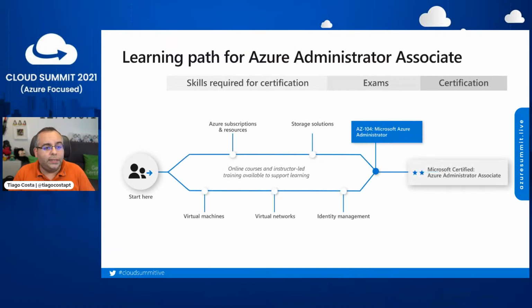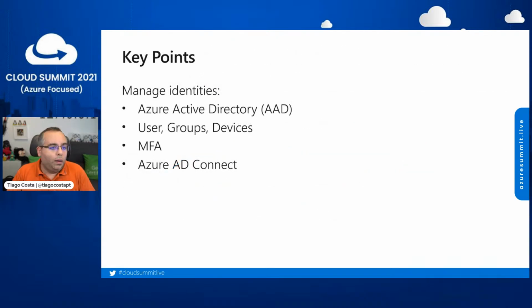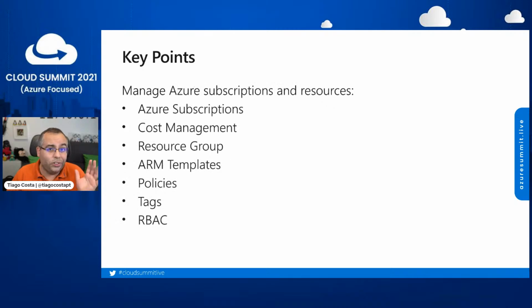Then we have, this is the administrator one. So we talk about Azure subscription, storage solutions, virtual machines, networking, and identity. If we want to see some of the key points on this one, definitely Azure AD is a big topic: creating users, groups, devices, multi-factor authentication, and a little bit of Azure AD Connect. Even though Azure AD Connect, we don't clearly talk that much on the exam on this, but you need to understand. Then we talk about governance.